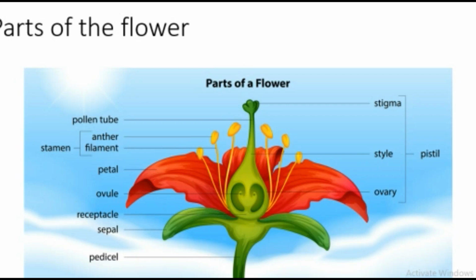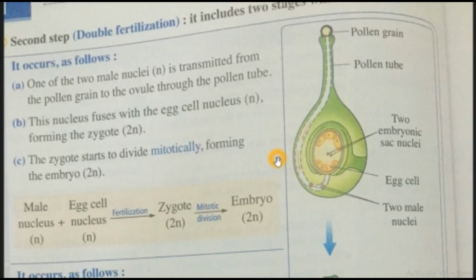Okay, this is the ovary with more than one ovule. I said I'm going to show you this. So here in this diagram we're going to repeat what we said before.